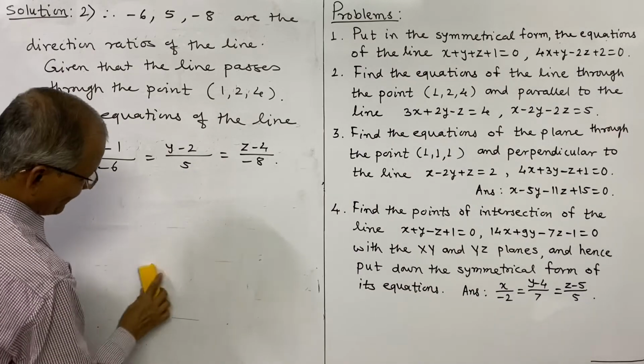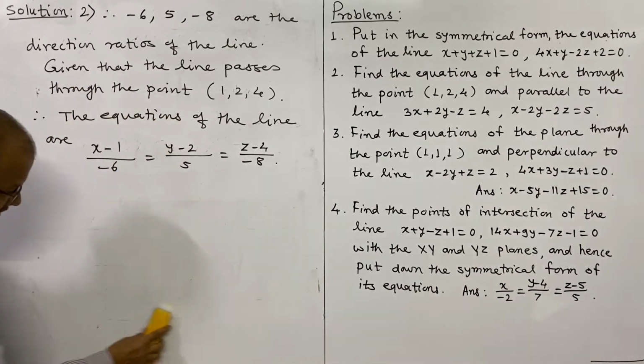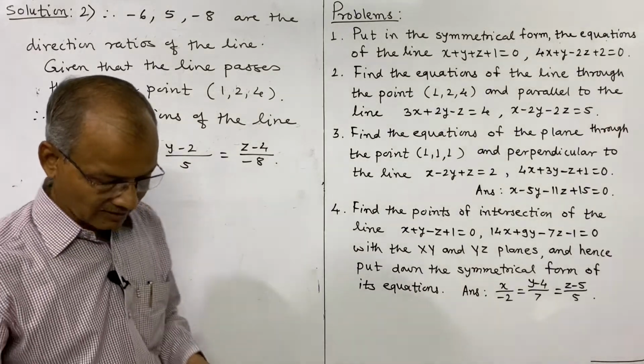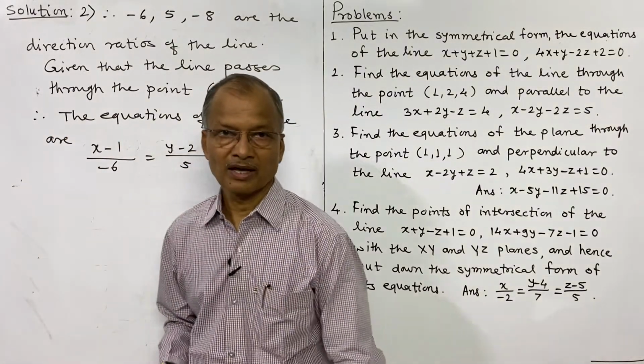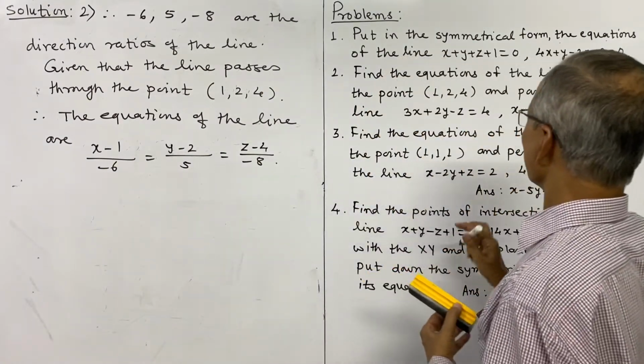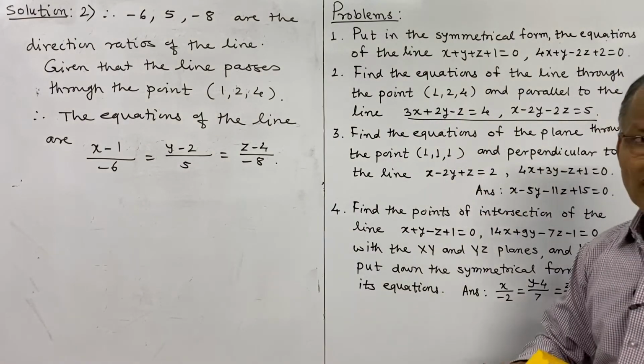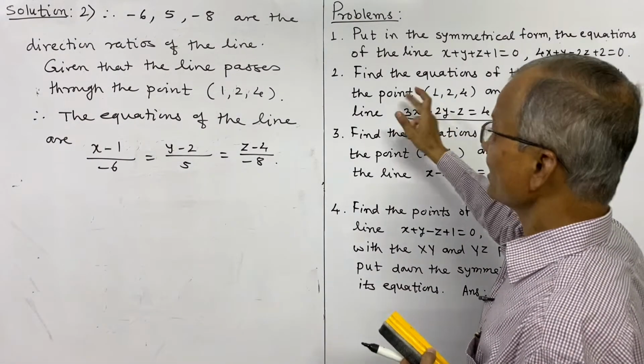So you should see the procedure that we have used. What is the main thing is to find the DRS of the line, and then we require a point on the line. So here we obtain the DRS of the line by using the line is parallel to these planes, and then the point is already given.